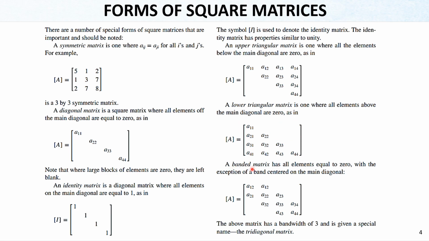And there is also banded matrix. In banded matrix, all elements are equal to 0 with the exception of a band centered on the main diagonal. So we have the diagonal not 0, but also additional diagonals next to it not 0, but the rest is 0. So this is called banded matrix. Here, for instance, the bandwidth, the width of the band, is calculated as 1, 2, 3, so this has a bandwidth of 3. This has a special name, which is tri-diagonal matrix.